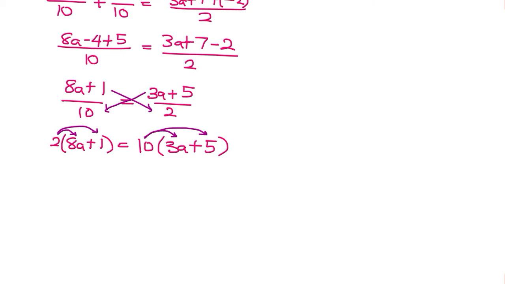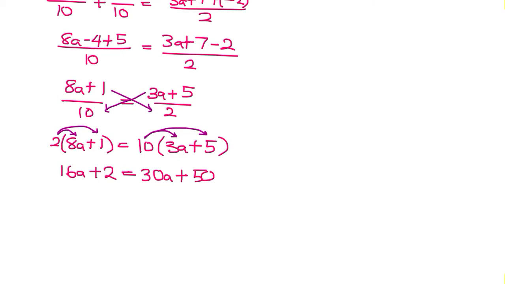So what we have here is 2 times 8a, which gives us 16a, plus 2 times 1 positive 1 gives us positive 2, and this is equal to 10 times 3a, which will give us 30a, and then 10 times positive 5 gives us positive 50.